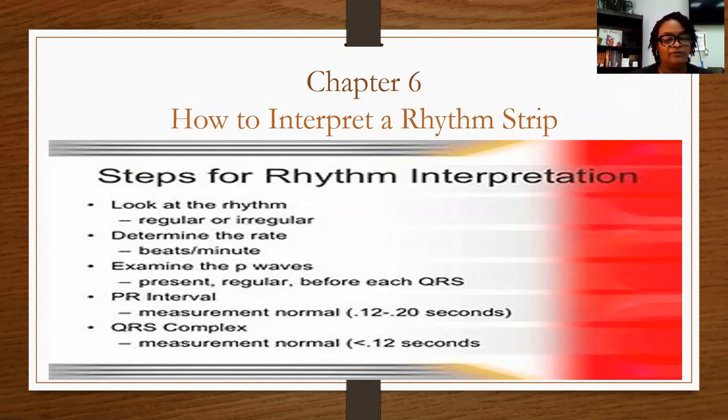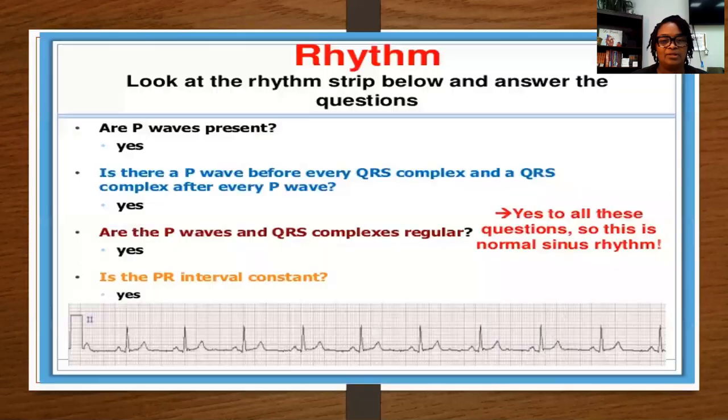Your PR interval, you're going to check its measurements and make sure it is 0.12 seconds to 0.20 seconds and not below or above that. And the measurements of your QRS complex should be less than 0.12 seconds. So let's look at the rhythm strip below and let's run through those 5 steps.